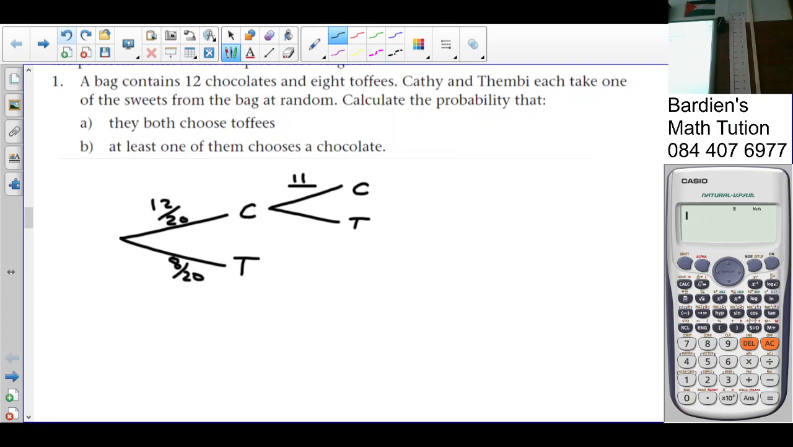11 out of 19. Remember, once Kathy takes out the first chocolate sweet, does she put it back? No. So out of the 20 sweets, there's only 11 chocolate sweets left out of a total of 19 sweets. How many toffee sweets are left in the bag to choose from? 8. 8 out of how many sweets? 19. Yes.